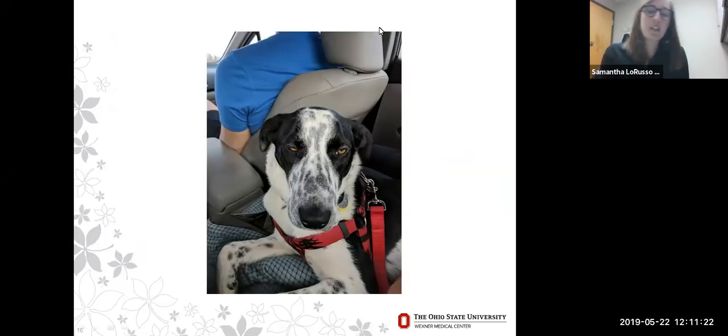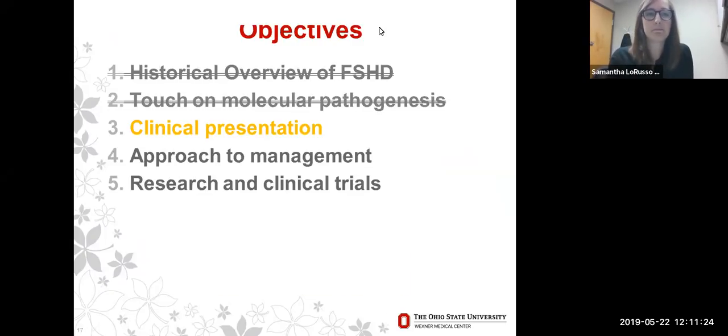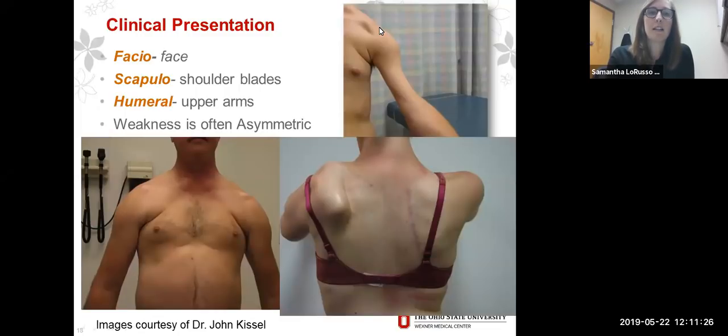We're going to start talking about the clinical presentation. This disease is named for the muscles that are most commonly affected: the face, the shoulder blades, and the upper arms. With facial weakness, people usually notice difficulty smiling, difficulty whistling, and may have difficulty closing their eyes. People who sleep with them might notice that their eyes aren't closing completely at night. And the problems with the scapula, or the shoulder blades, cause difficulty with lifting arms up overhead.